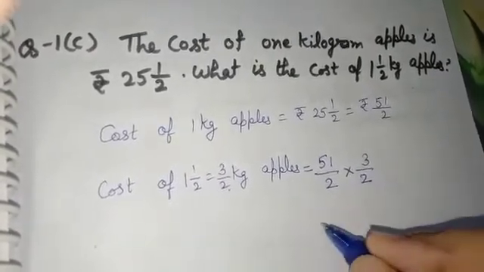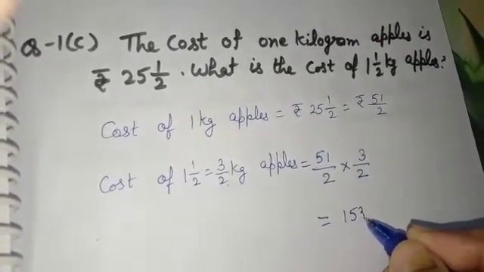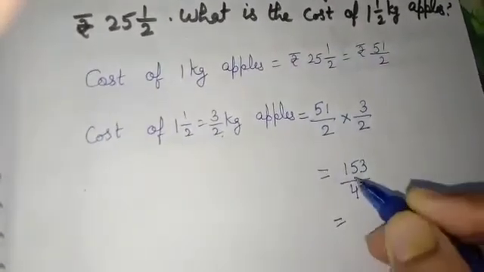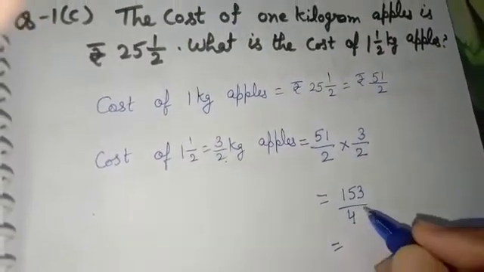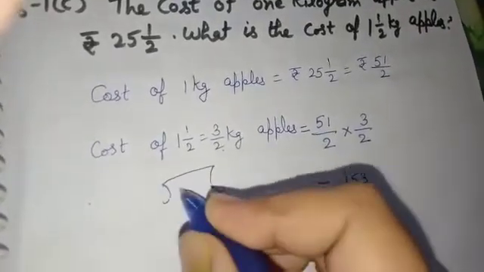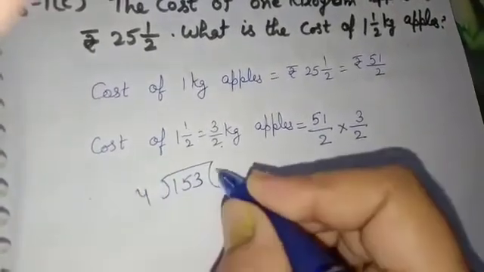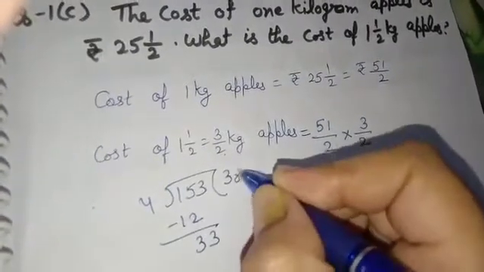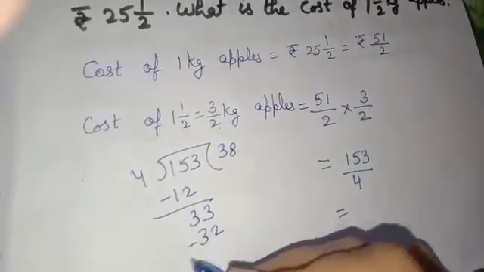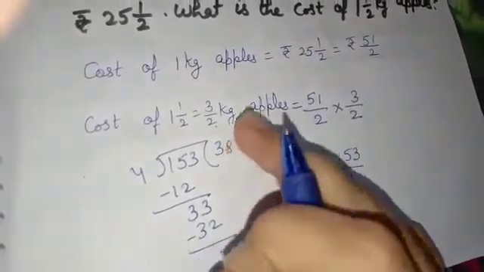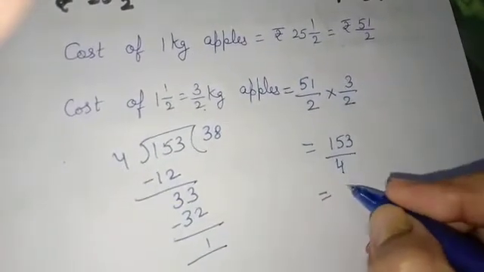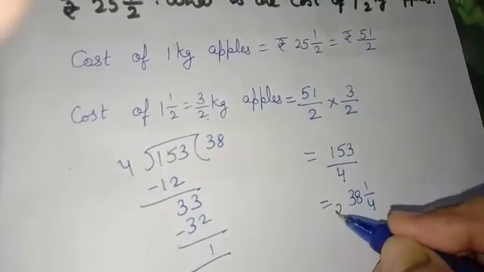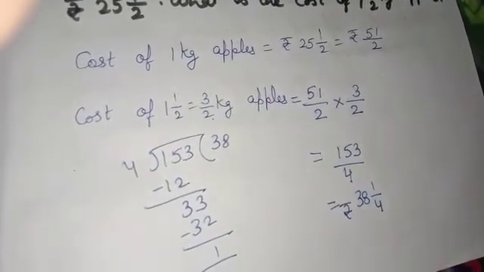Cancellation is not possible. So 51 3s are 153, by 2 2s are 4. If you can't convert into a mixed number by oral calculation, you can check it by division. Divide by 4: 4 3s are 12, 33, 4 8s are 32, 1 will be left. So the answer will be 38 1/4. And what was this? This was the cost of apples, so we will write rupees in front of this.